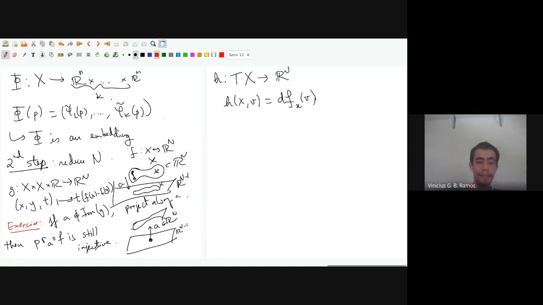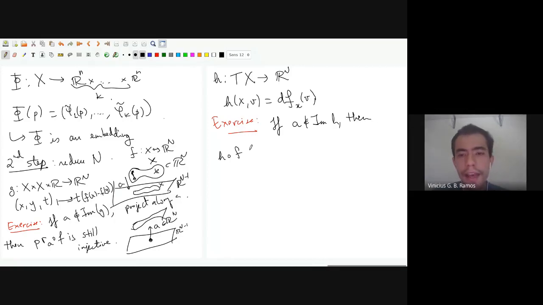So I know that this is still injective, and so the second part is looking at this other function, which is the image of df of x, the image of the derivative. And the exercise here is to show that if A is not in the image of H, then H composed with F is still an immersion. Because being injective is not enough for it to be an embedding. You need it to be an immersion and injective.